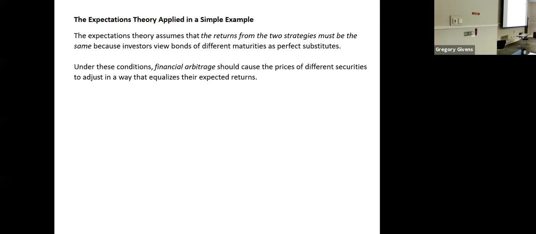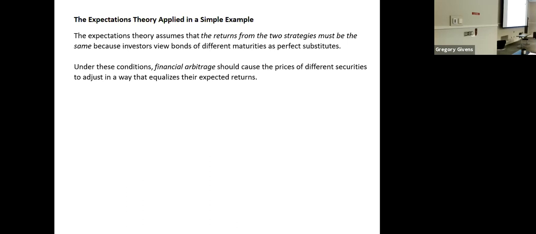So the demand for the 2 year bond would go up. That would lift its price and lower its yield. Simultaneously, what would happen to the demand for the 1 year bond? It would go down as investors were fleeing the bond with a lower return. That would lower the price and raise the yield. You see what's happening here? The movements in demand for these two assets would cause the interest rates on them to equalize. That process is what's called financial arbitrage.